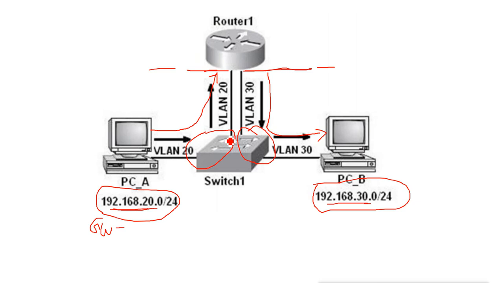Now the problem in this design is that if you have 10 VLANs on the switch, then you need 10 different interfaces on the router, one for each and every VLAN. And if you have 20 VLANs, then you need 20 interfaces. So sometimes it is difficult to have that many ports on routers. But this is the traditional way of doing inter-VLAN routing.